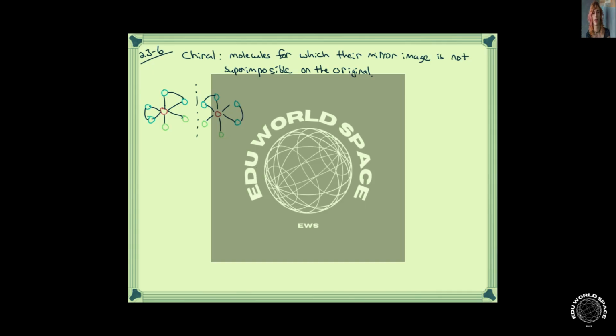So although when we rotate it 180 degrees, we can get these two to superimpose, this green one is going to be right here, which would be right here. So the green one is out of place. It needs to be right there. So these two are non-superimposable, and this original molecule is chiral.